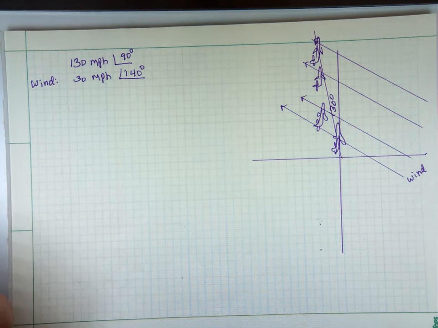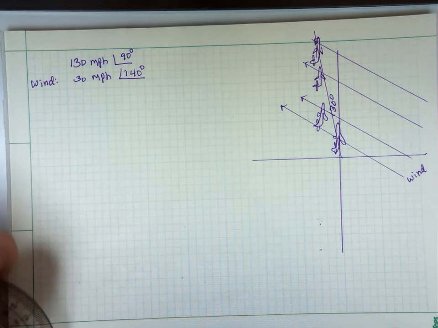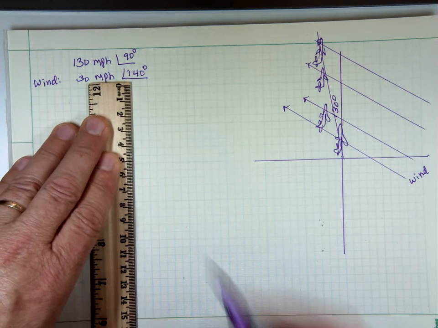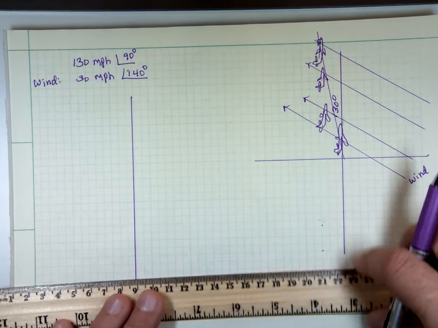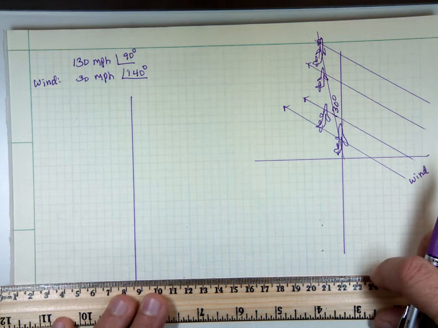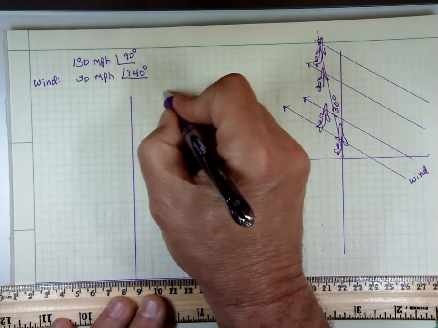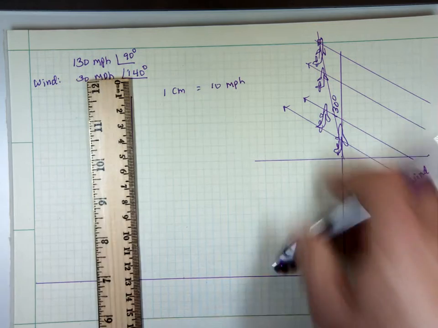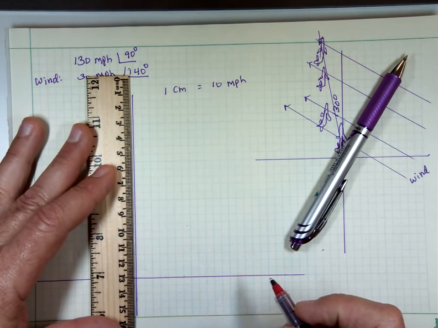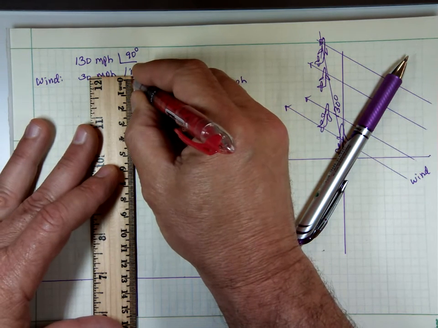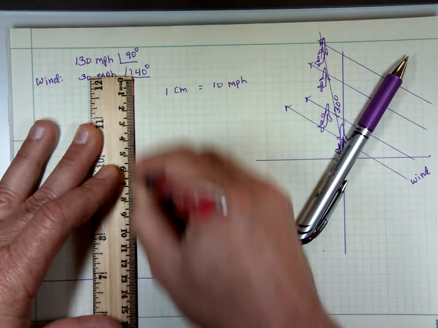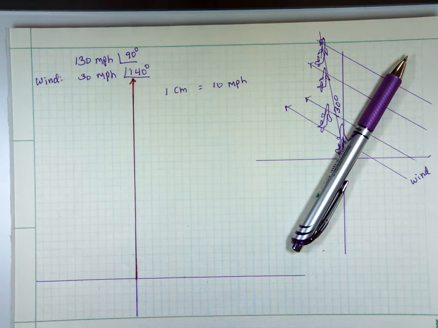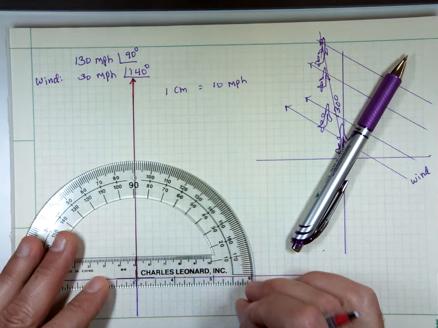Again, if you want to see what's going to happen to the plane if I don't make any adjustment, if I use a scale of 10 to 1, or 1 centimeter equals 10 miles per hour, I point the plane in this direction at 13. This is 13 centimeters long. I point the plane that direction. The wind pushes me 140 degrees. Where's 140? The wind pushes me in that direction.